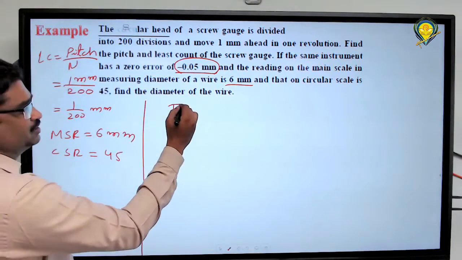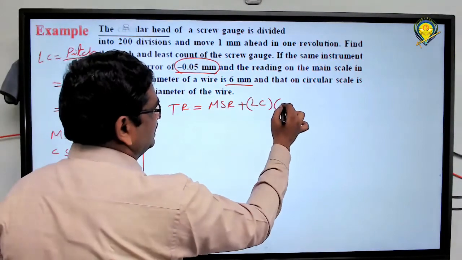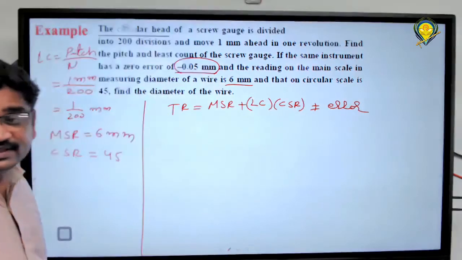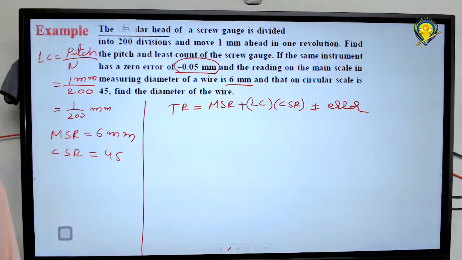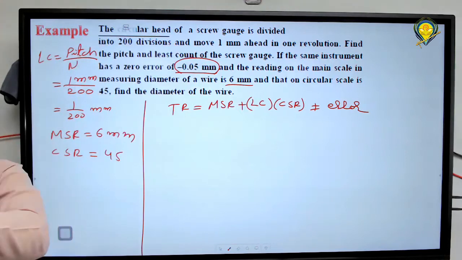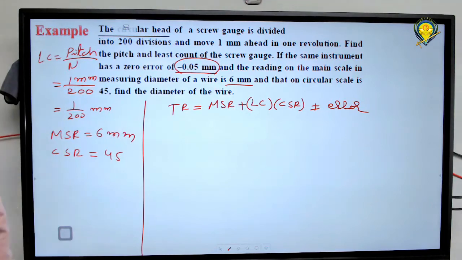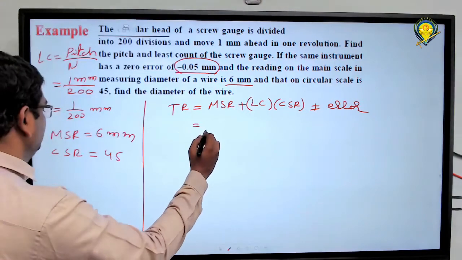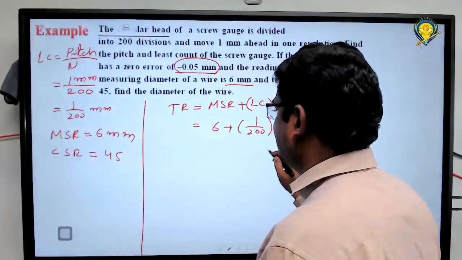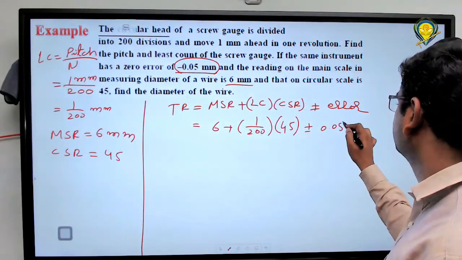Now what is the total reading value? Total reading equals main scale reading plus least count into circular scale reading plus or minus error. Because error is given separately in terms of millimeter, no need to multiply with least count. If it is a number like 1, 2, 3, 4, 5, then you need to multiply. But it is in millimeter, so no need to multiply that. You can use that one directly. Now main scale reading is how much? 6. Least count 1 by 200. Circular scale reading 45 plus or minus error is how much? 0.05.